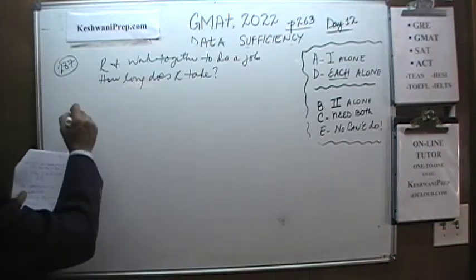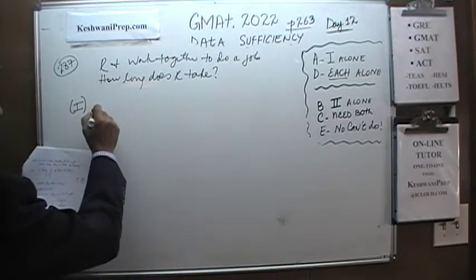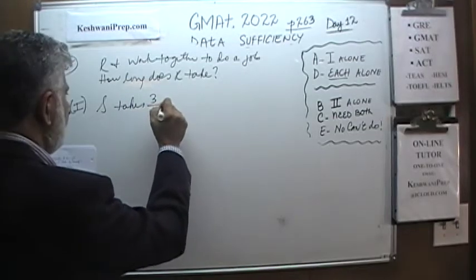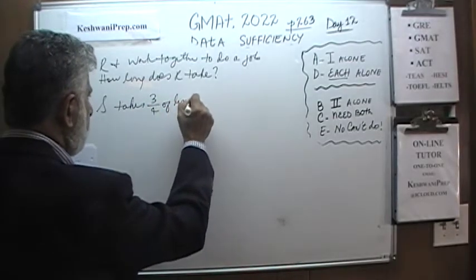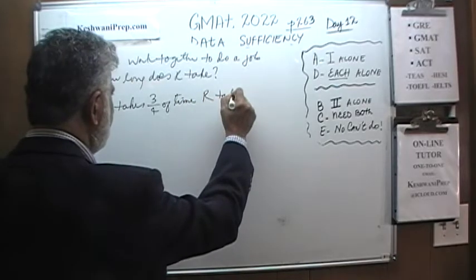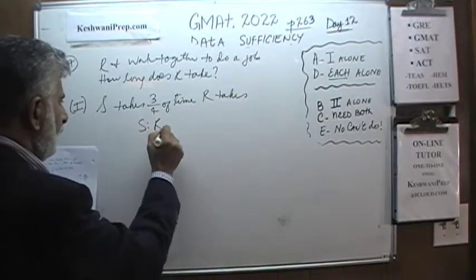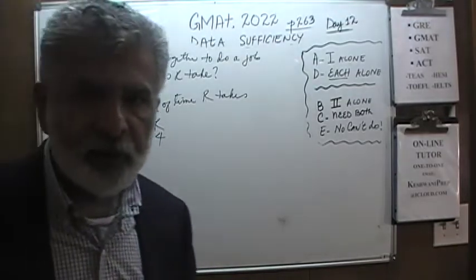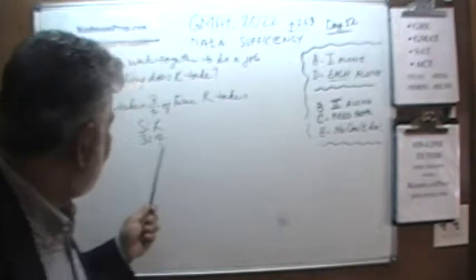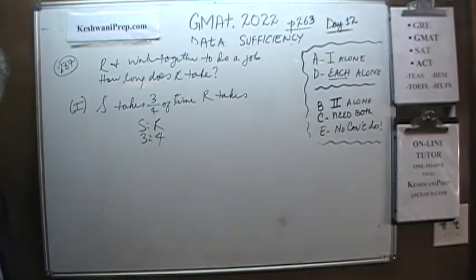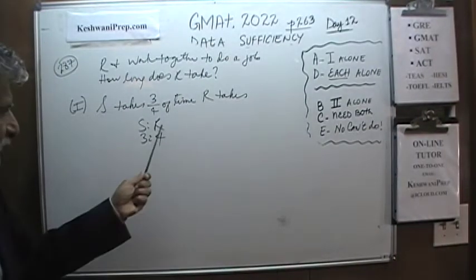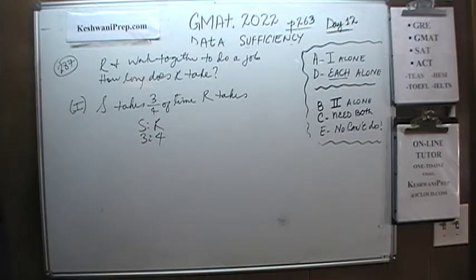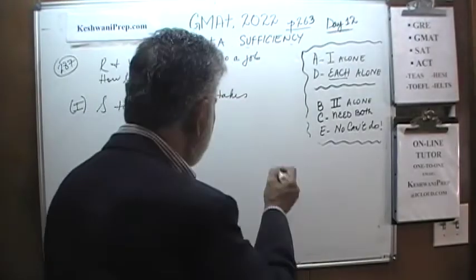Let's see what they tell us. The first statement tells us that S takes 3/4 of the time that R takes. In other words, S to R is 3 to 4. If S can finish a job in 3 hours, R will take 4 hours. If S can finish in 3 days, R will take 4 days, and so on. But that by itself does not tell us how long R will take by himself. The first statement is not enough.